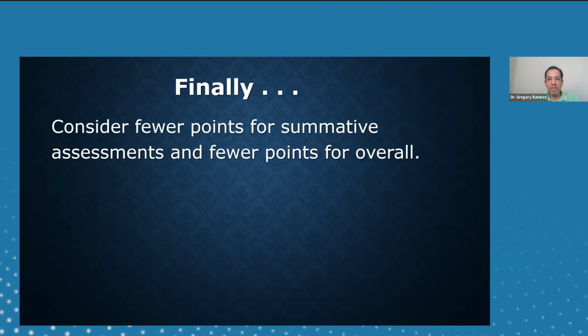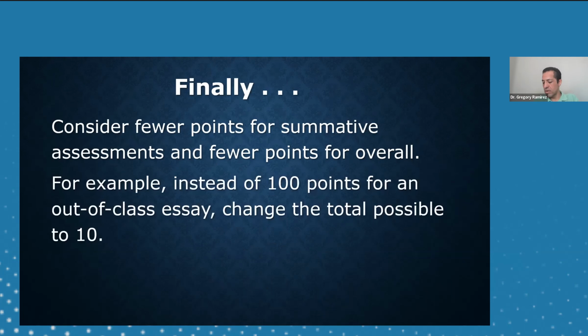And finally, a couple other points I wish to make. Consider fewer points for summative assessments, and just fewer points overall. What I mean by that is rather than having 100 points for an out-of-class essay, simplify it to where it is 10 points possible instead. I would make the case of asking what really is the difference between, say, an 81 and an 88 for a particular essay.